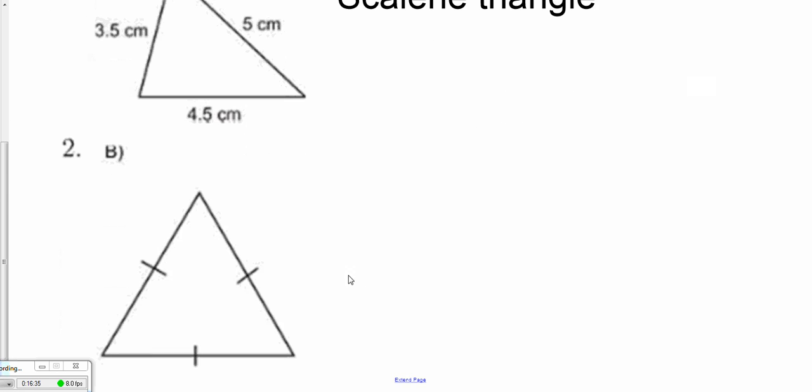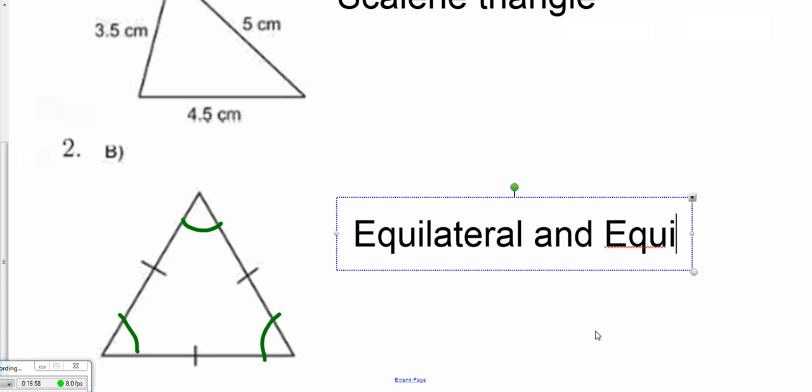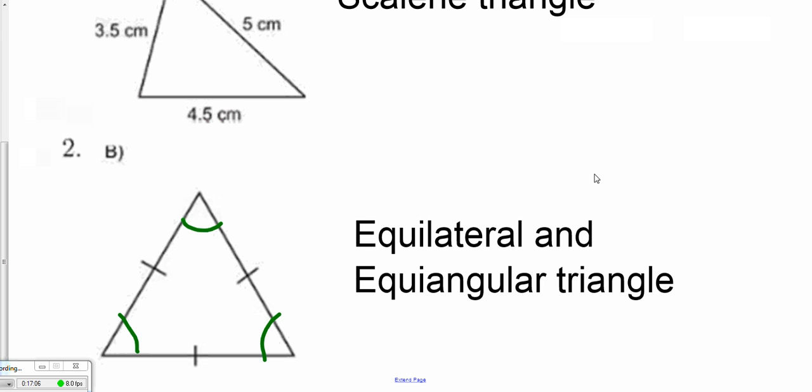On this one, we do know a few other things. Given that these three angles are the same, we also know that that must mean these sides are the same, as we already talked about that. So this triangle is equilateral because of these sides, and equiangular. This one is both. We know things about its sides, and we know things about its angles. So we can use both to name it. And that'll cover it for that lesson.